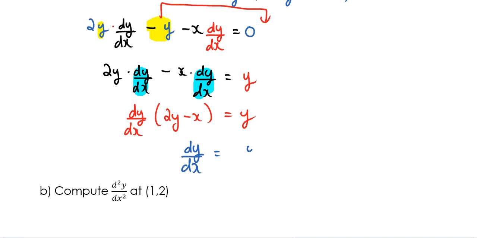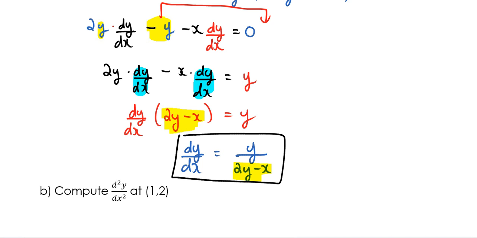And you want to divide the right hand side by 2y minus x. So this 2y minus 2x is this 2y minus 2x term right there. And there it is. There is your first derivative, dy over dx equals y divided by 2y minus x.